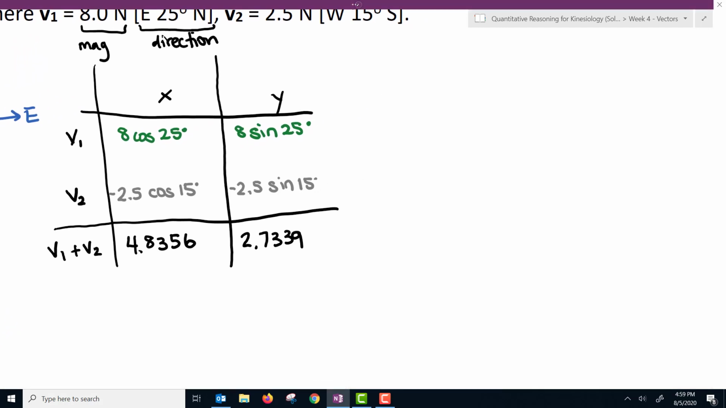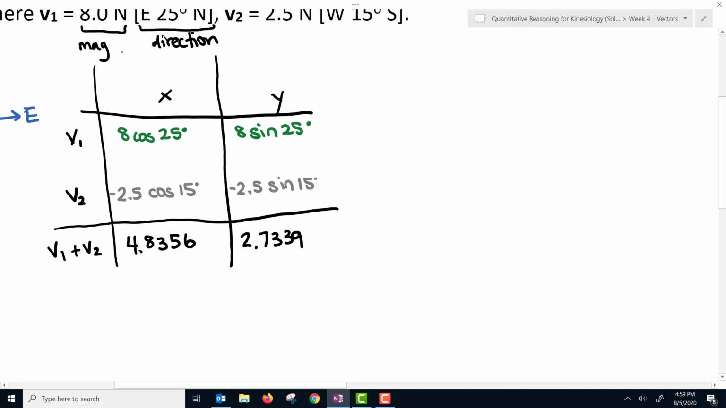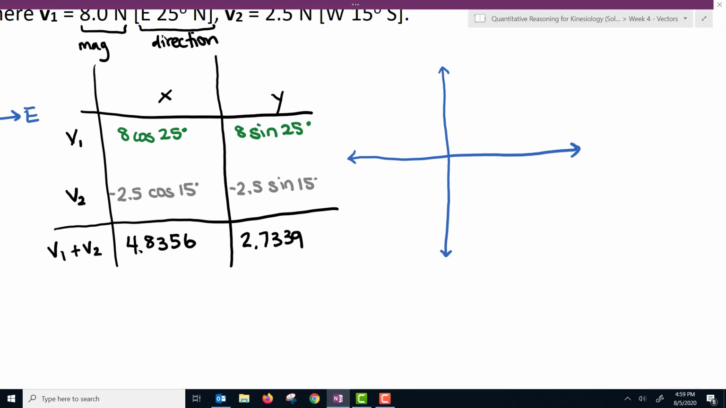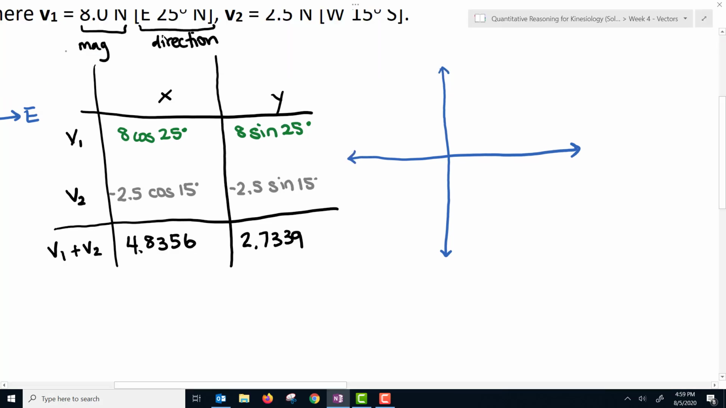So I have an x component and a y component. I need to put them together to find the resultant, which means the hypotenuse, that's the magnitude, and the direction. So I have an x component of 4.8356. That's positive, so it's going to the right.